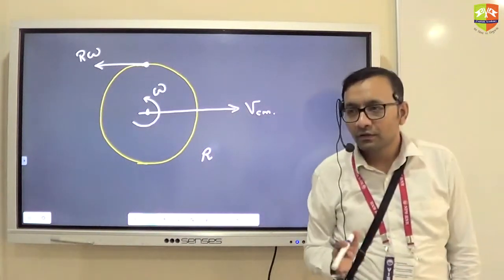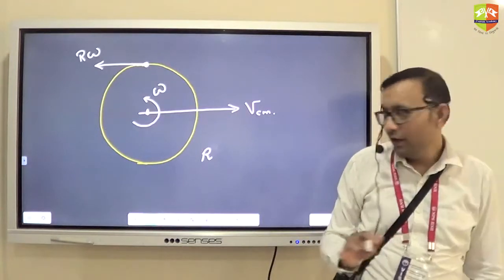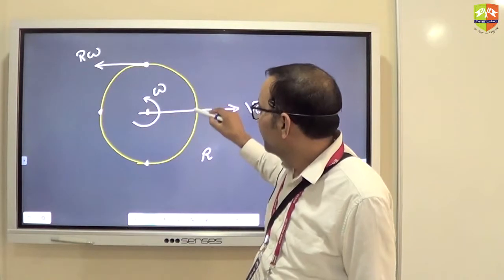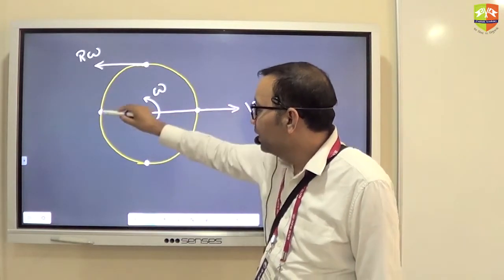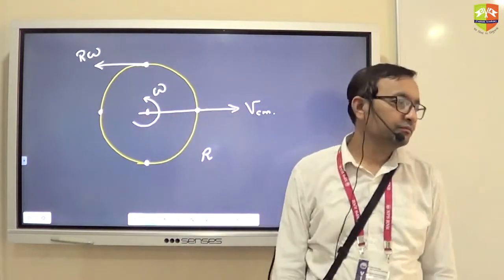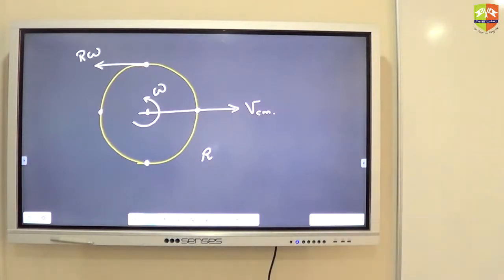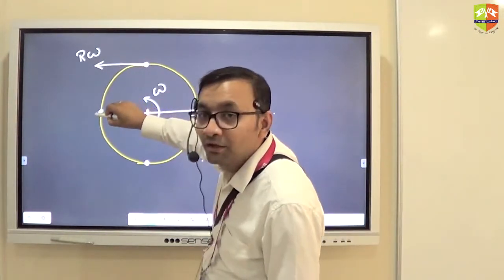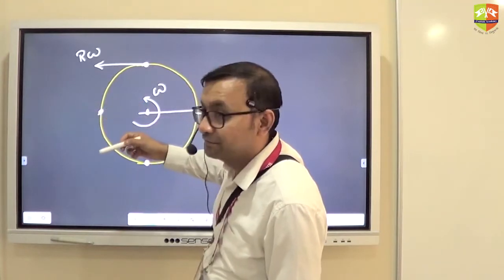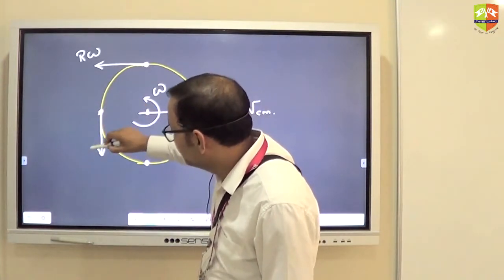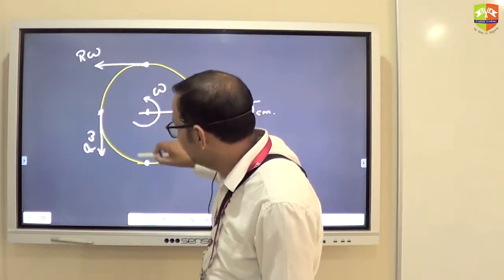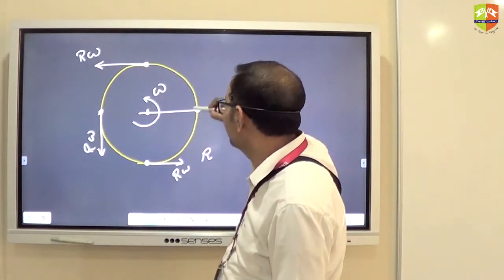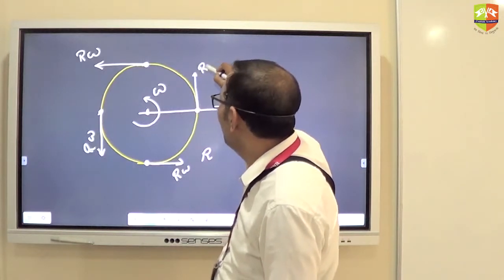Fine? And what about this point, that point, and this point? Can you draw it quickly? Direction and magnitude. What about this point? What is the velocity? Which side? R omega down. Things are simple, so we'll keep it simple. This is R omega that side, and this is R omega.